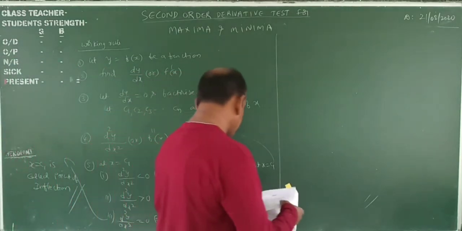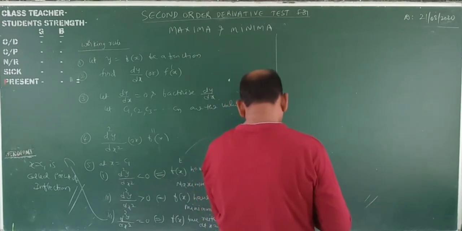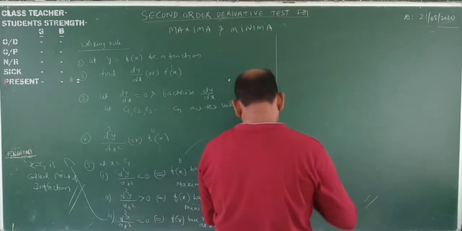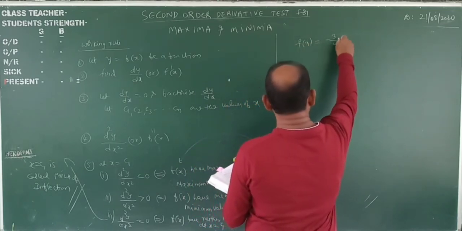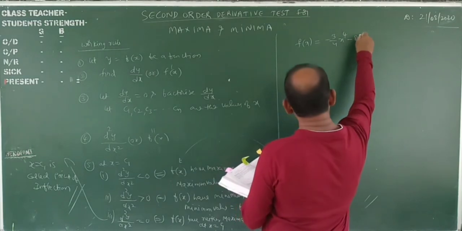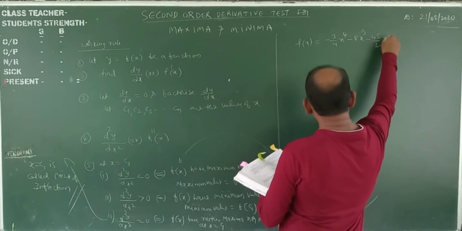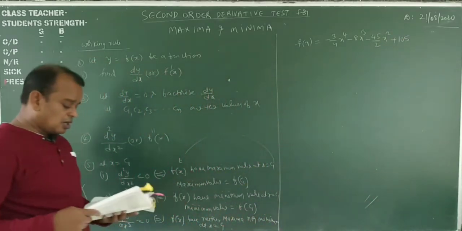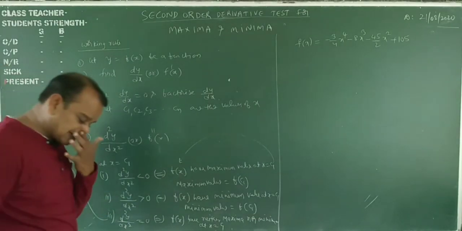Now, first, suppose this question. F of x is equal to minus 3 by 4 x power 4 minus 8x cube minus 45 by 2 x square plus 105. Find all the points of local maxima and minima and the corresponding maxima and minimum values of the function.